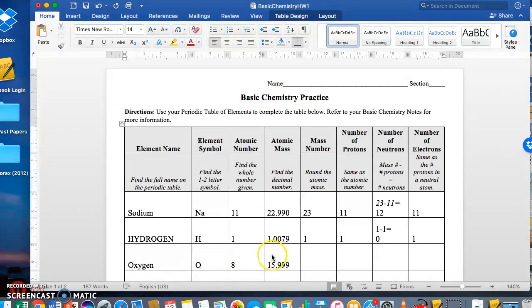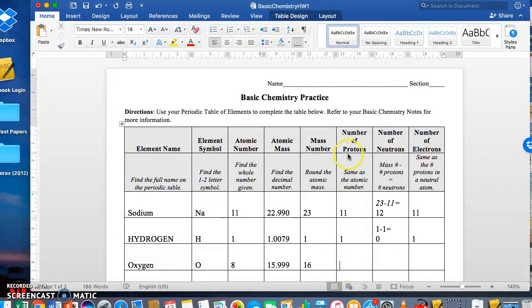Then we're already given here our atomic mass, which is 15.999. So rounded, 15.999, we should end up with 16. Perfect. Now it's our job to calculate our subatomic particles. So we got to do a little bit of math. And we always want to make sure that we're doing the calculations just to make sure.